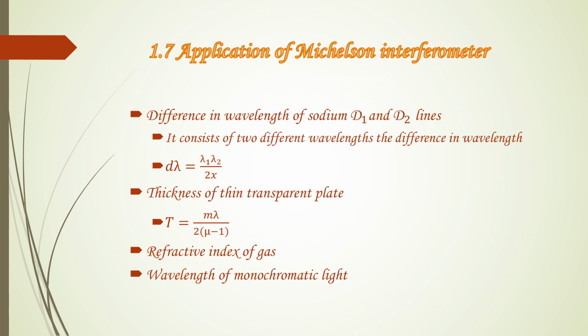The Michelson interferometer is used in wide applications. It can be used to find the difference in wavelength of the sodium D1 and D2 lines using the formula d lambda equals lambda 1 lambda 2 divided by 2 into x. It is also used to find the thickness of a thin transparent plate using the formula T equals m lambda by 2 into mu minus 1, and to find the refractive index of a given gas and the wavelength of a given monochromatic light.